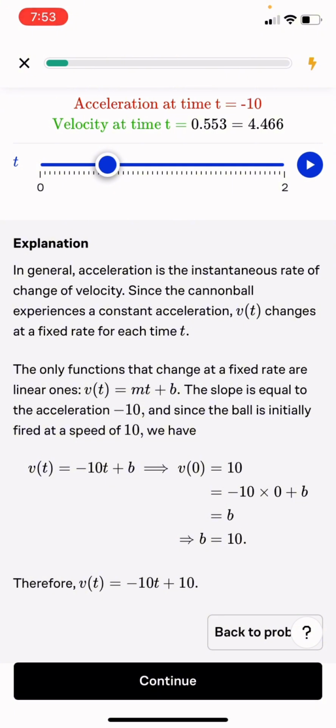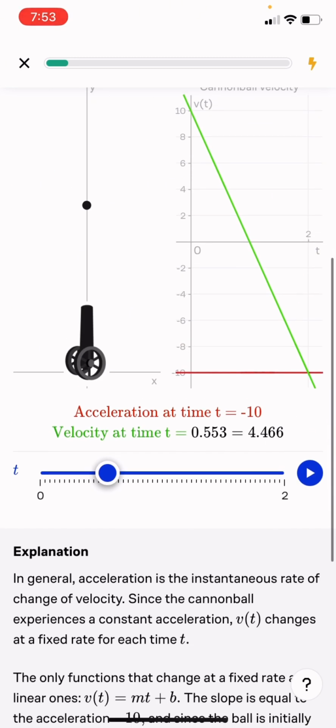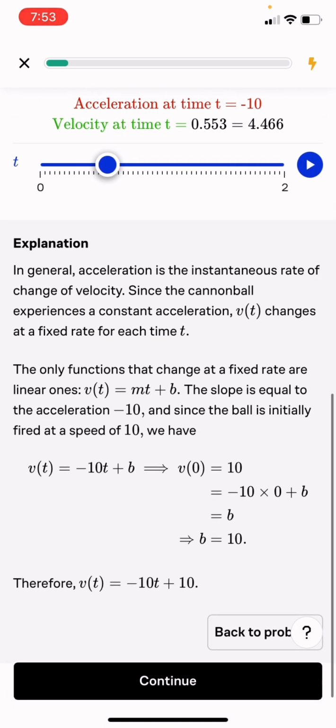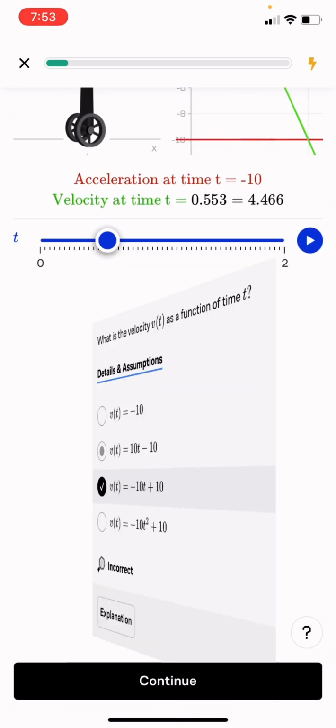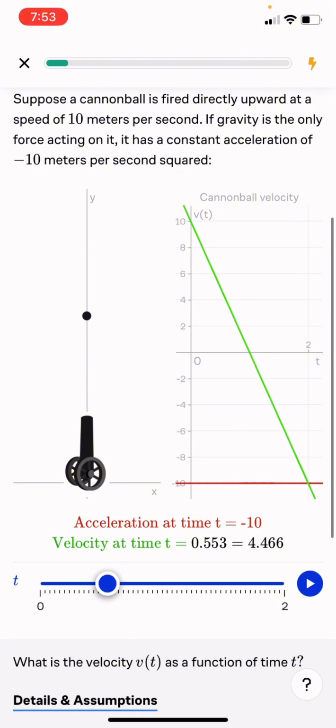In general, acceleration is the continuous rate of change of velocity. Since the cannonball experiences a constant acceleration, v(t) changes at a fixed rate for each time t. The only functions that change at a fixed rate are linear ones. v(t) equals mt plus b. The slope is equal to the acceleration, negative 10. The ball is initially... I should have seen that. The graph is right there.